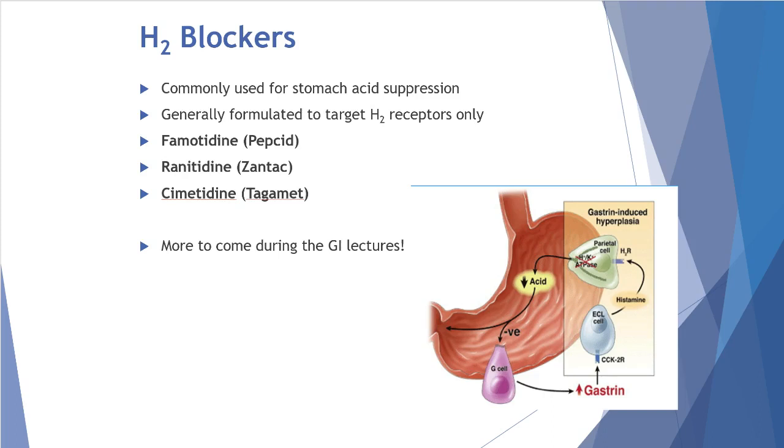H2 blockers. These drugs, again, super common. You guys have probably heard of all of them. They're over the counter as well. They're commonly used for heartburn, stomach acid production. We're going to talk about these in detail during the GI lecture. So that's all I'm going to say now.